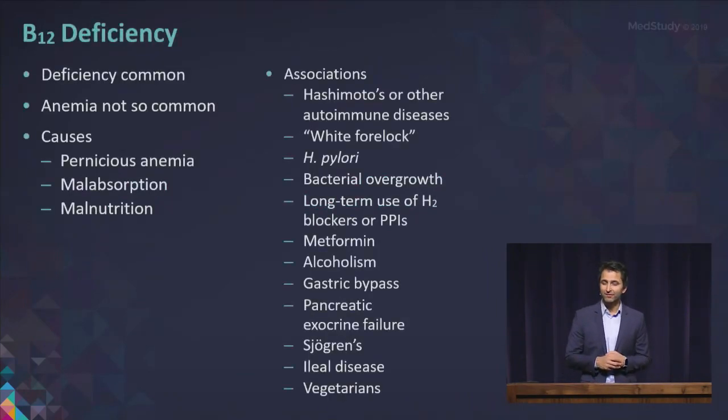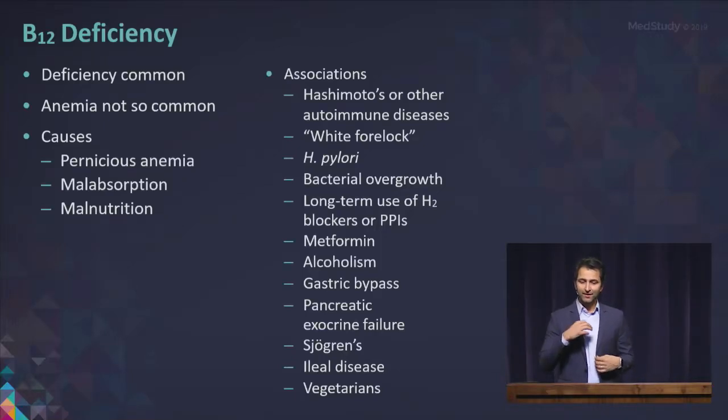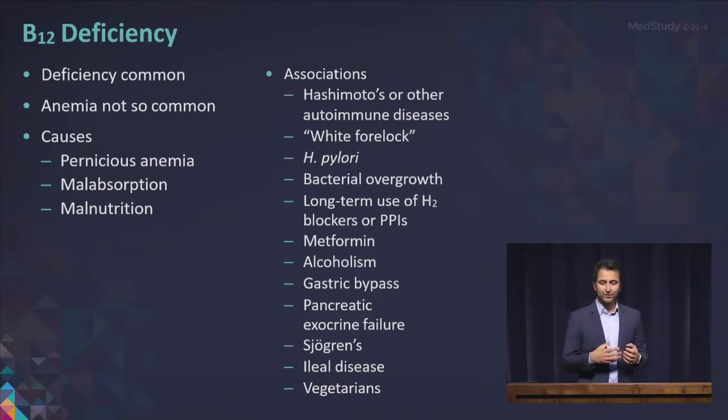So B12 deficiency, this is very likely you're going to encounter these scenarios in your clinic and on the board exam. The most common cause that we want to think about is pernicious anemia, an autoimmune condition where you have destruction of the parietal cells that produce intrinsic factor in the stomach, and that leads to decreased absorption of B12. Less often you can see B12 deficiency in the setting of malabsorption or malnutrition.